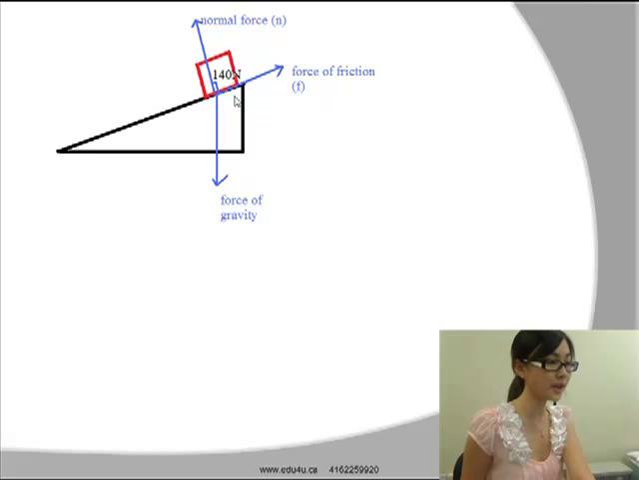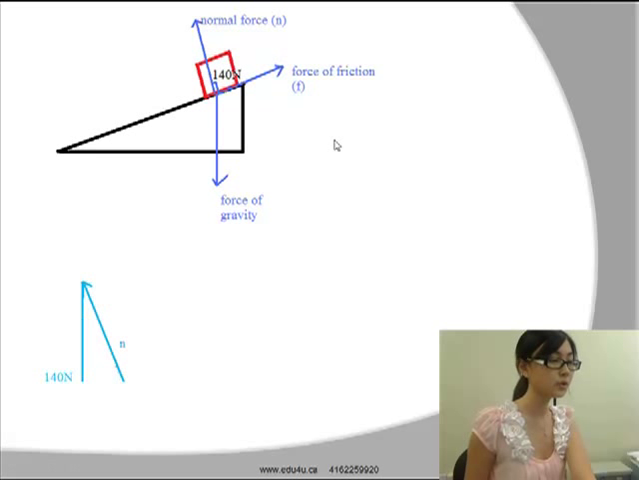And now we can draw a graph. Supposedly this will be the ramp that's 20 degrees to the horizon. And we have an object, the red box here, that's weighing 140 newtons. That will also be the force of gravity. We have the normal force and also the force of friction. Normal force is perpendicular to the ramp and the force of friction is parallel to the ramp. Therefore, the normal force will be perpendicular to the force of friction.